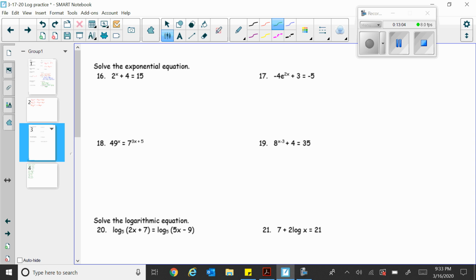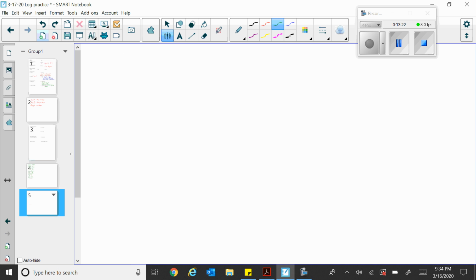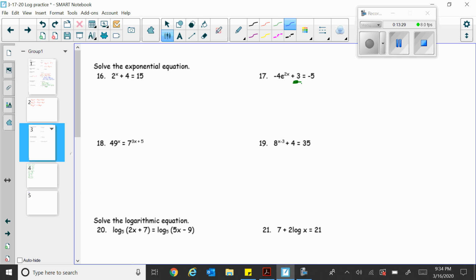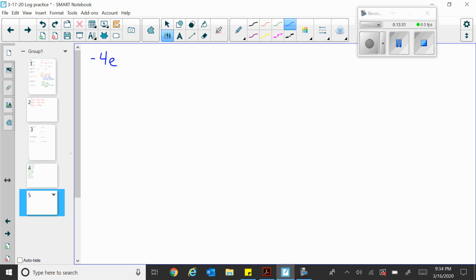Let's see here. Let's look at 17. Now 17, first of all, what you're going to have to do is get rid of this plus 3. So let me just rewrite the whole problem to begin with so I don't have to squish my writing. I might have to go back and forth to look at it a lot because I've probably already forgotten what the problem was. It was negative 4 times e to the 2x power plus 3, and I think it was negative 5, but let's check.